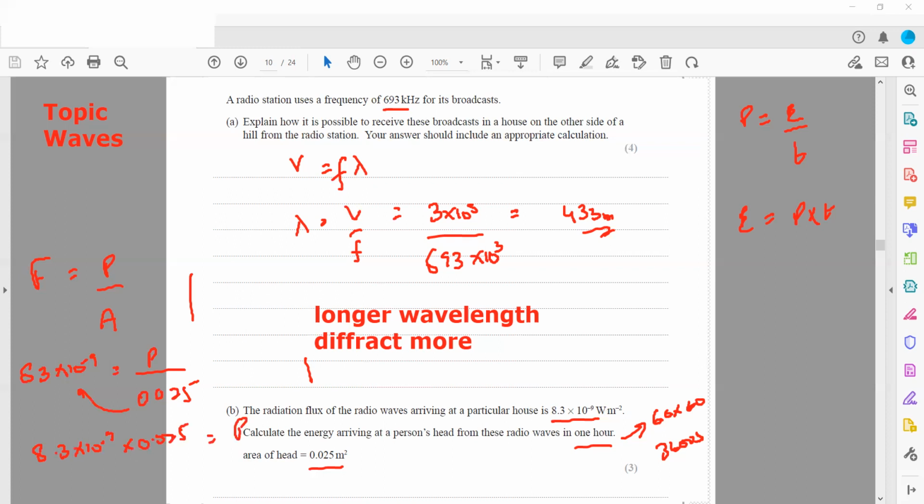The energy we receive in 1 hour is power multiplied by time. So we have the power, 8.3 times 10 to the power minus 9 multiplied by 0.025, multiplied by 3,600. When we multiply all these factors, the energy we receive in 1 hour is 7.5 times 10 to the power minus 7 joules.